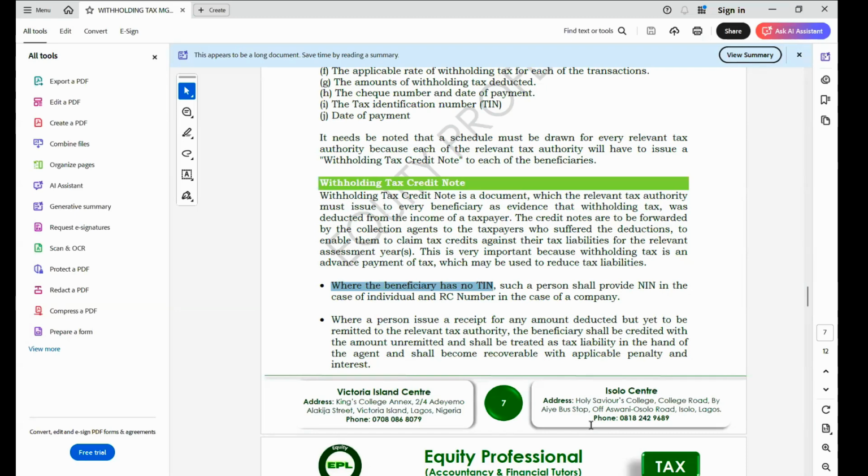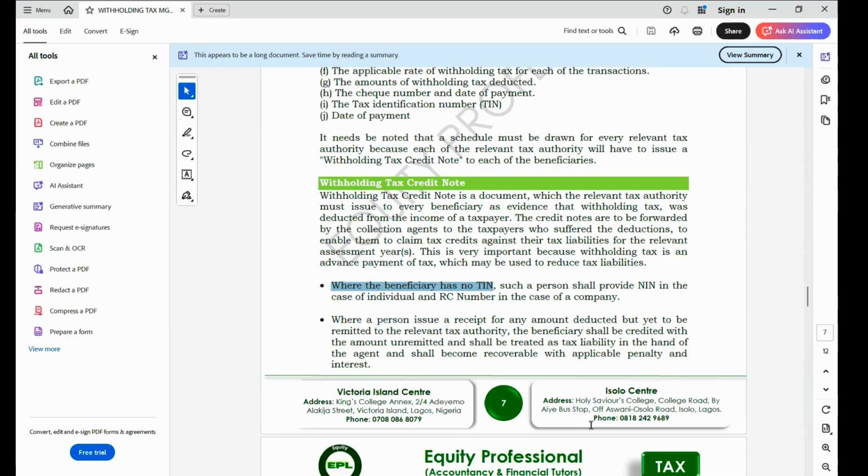So that is the tax identification number, which is usually used when you register with the relevant tax authority. Mostly at the federal level, they adopt TIN number. While at the state level, some states use what is called Payer ID. So it's the same thing as the TIN number, but depending on what the state internal revenue adopted. So some state internal revenue adopt a payer ID, but at the federal level, you have a tax identification number. So where there is no TIN, you use NIN for an individual taxpayer and RC, registered company number, in the case of a company.